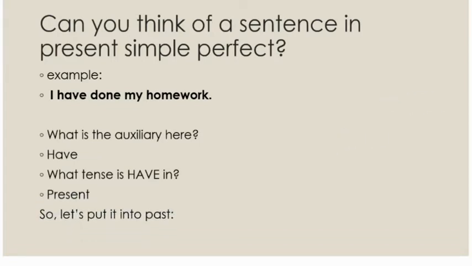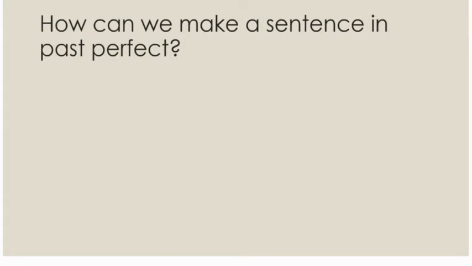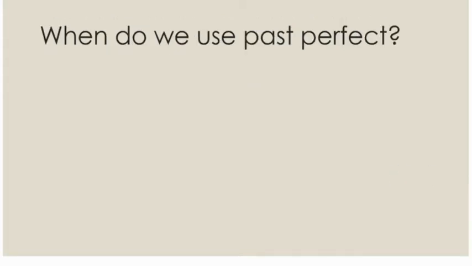So let's go ahead and put it in the past. I had done my homework. And this changes it from present perfect simple to past perfect. How can we make a sentence in the past perfect? By using the auxiliary verb had plus the past participle.